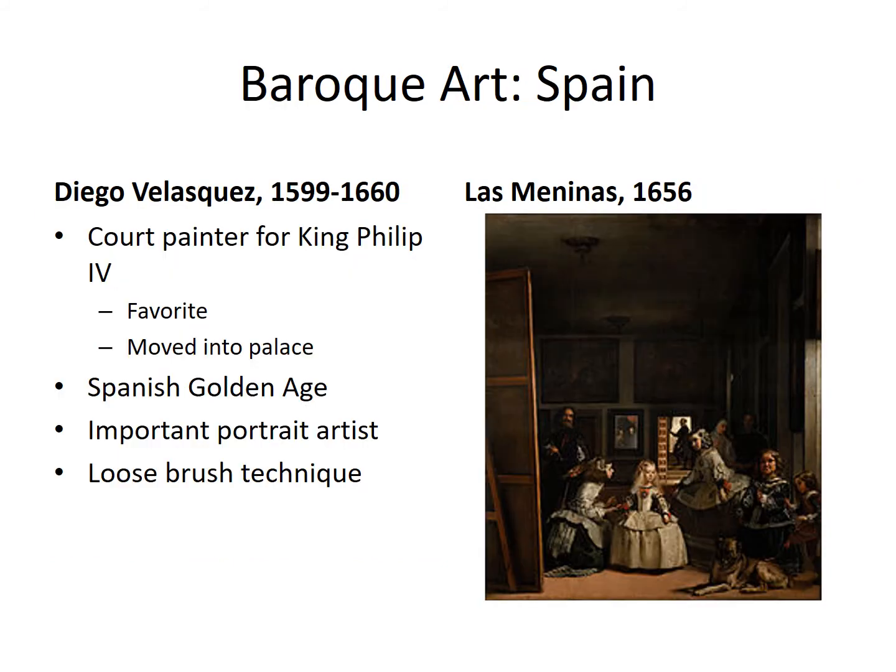Baroque art in Spain, probably the most famous, is Diego Velázquez. He was a court painter for King Philip IV. He was a favorite, if you will, so much a favorite that he was able to be moved into the palace, showing you the Spanish golden age of Baroque art. He was the most important portrait artist in Spain. Loose brush technique. He used a great deal, less stylized than Rembrandt.